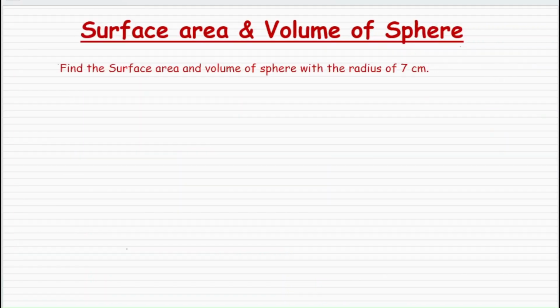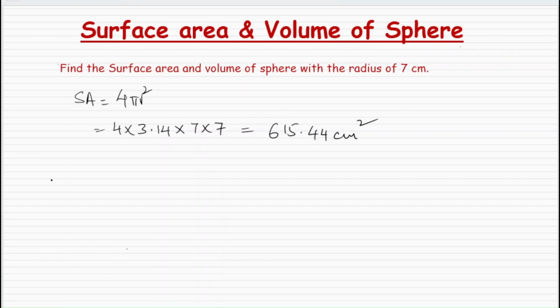Let's do some questions for this. Find the surface area and volume of this sphere with the radius of 7 centimeter. So we just did that the surface area is equal to 4 pi r square. We need to put in the values. That's it. 4 times 3.14 and r is 7, so 7 times 7. When you multiply all these numbers, your answer would be 615.44 centimeters square.